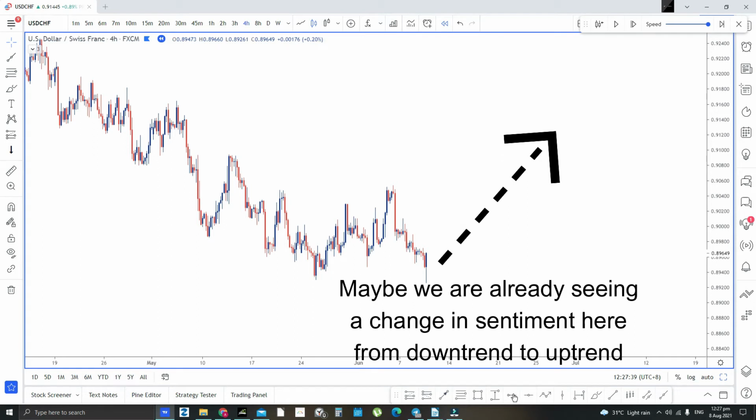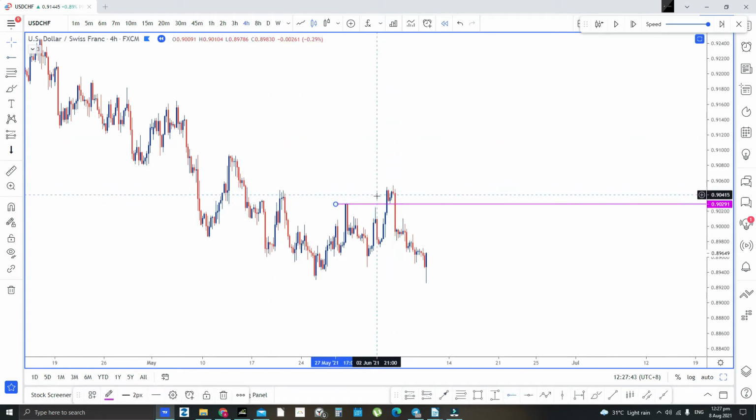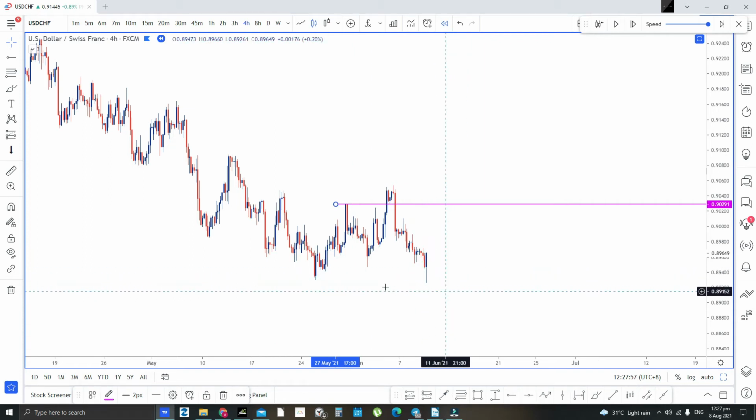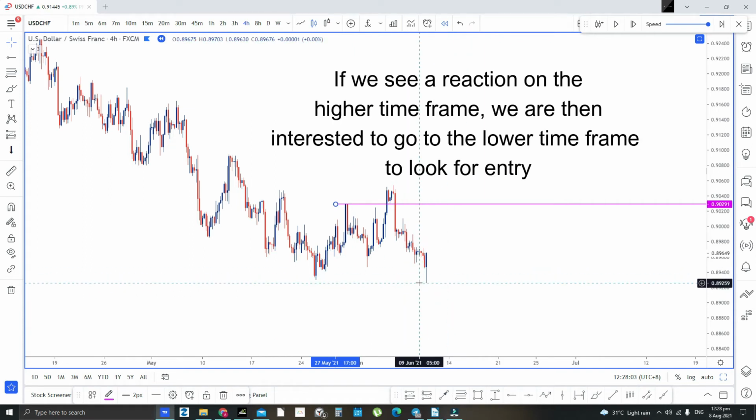So right here, we'll mark our break of structure, and we are interested in this move. What we're going to look for is a demand zone at the bottom right over here, and see if price will react on that level. And if price reacts on that level, we're interested to drill down to the lower time frame for us to be able to look for an entry.